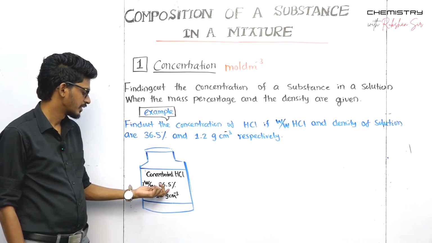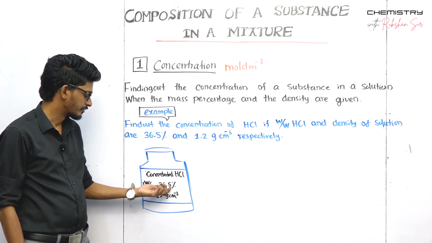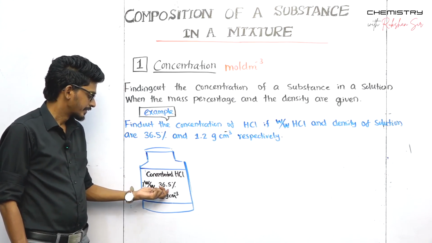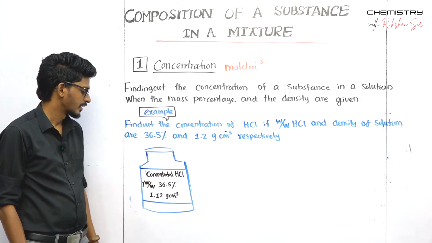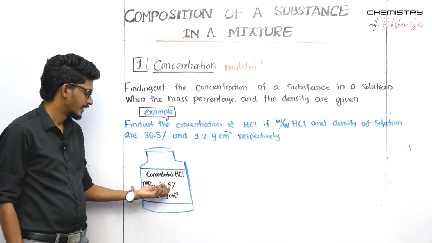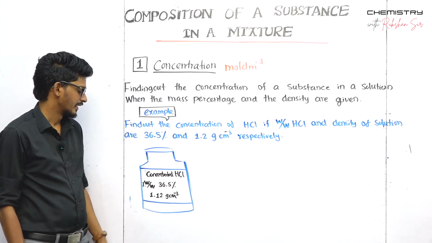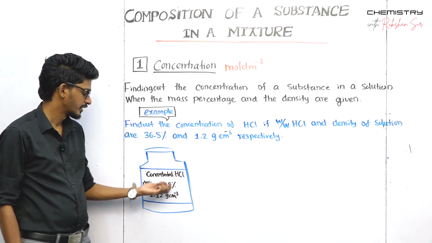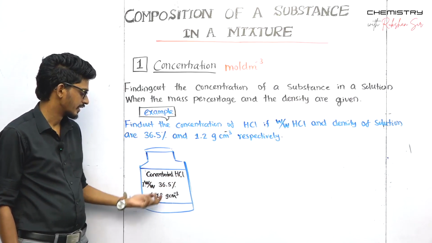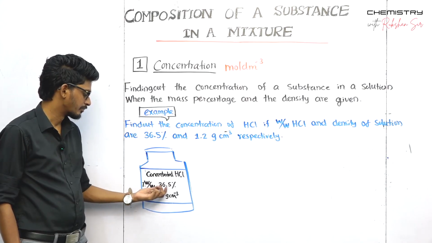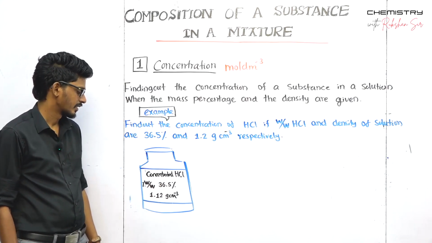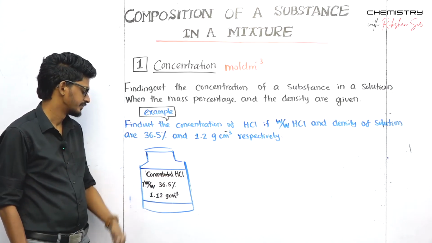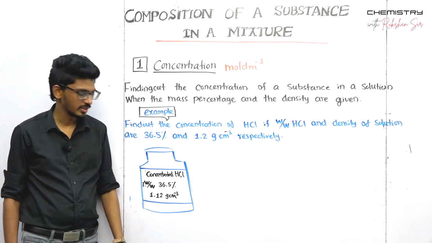The weight percentage means, in 100 grams of the solution, how many grams of HCl are there? That is the weight percentage. In 100 parts of the total solution, how many parts of the constituent substance are there? That is what is meant by the weight percentage. If you take it as grams, in 100 grams of the solution, how many grams of HCl is there? That is what is meant by weight percentage, right?